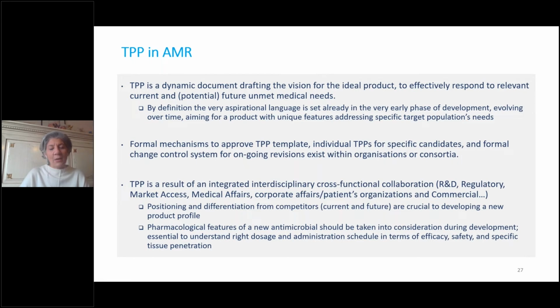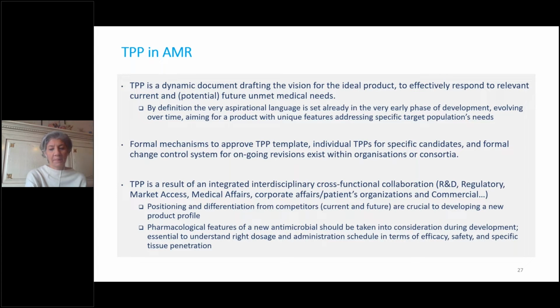So how can we define the target product profile in antimicrobial R&D? Of course, as already underlined before, the target product profile is a dynamic tool that envisions the perfect candidate to respond to an unmet need. So it is a tool, a document, something very easy, but that can be adapted to the new data that we will provide over the different phases of development.